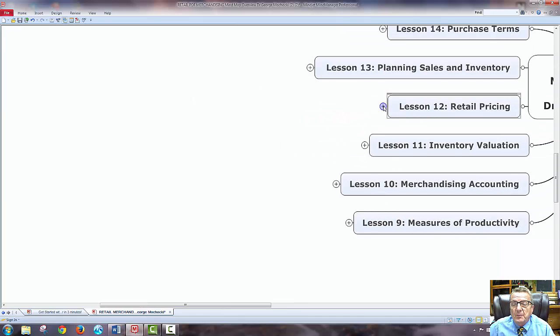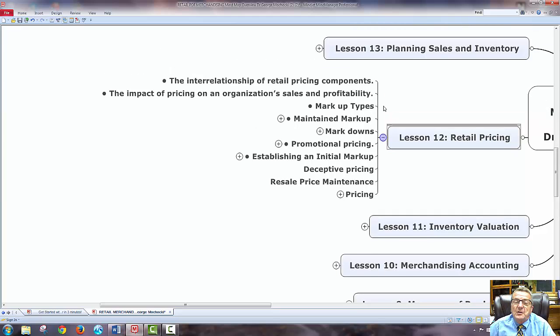Okay. Retail pricing. Pricing again. How do I get people in? The whole thing of a business. I've got goods. What's the right price? Look at your competitors, or take accounting, which gives you a general idea, or take a finance class. Interrelationships of retail pricing, the components, the impact of pricing in organizations, sales and profitability, markup, different types of markups, maintained markups.